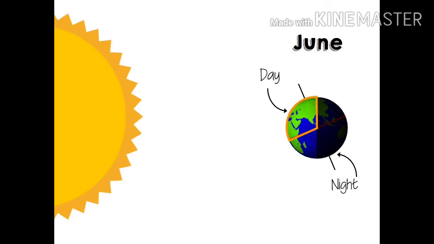Well, the northern hemisphere now is getting a lot more sunlight than it did when the Earth was straight up and down. This means that the days will be longer than 12 hours. It's also a lot less darkness in the northern hemisphere, meaning the nights will be shorter than 12 hours. In the northern hemisphere, this is our summertime.